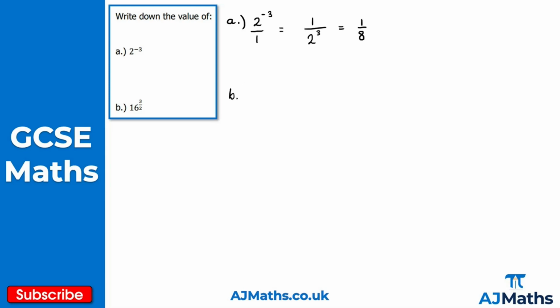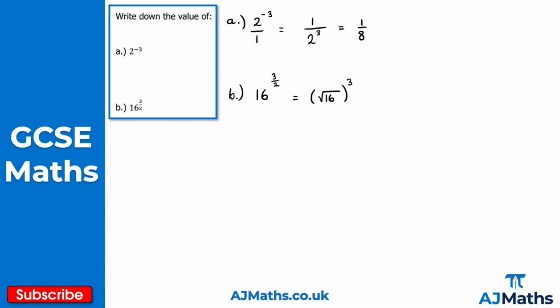Moving on to B now. I've got 16 to the power of 3 over 2. So remember, for a fractional power like this, the denominator tells us what root we take of our base. We're taking the second root, or in other words, the square root of 16. And then the numerator of my fractional power is what we raise this result to. So we're going to cube this result.